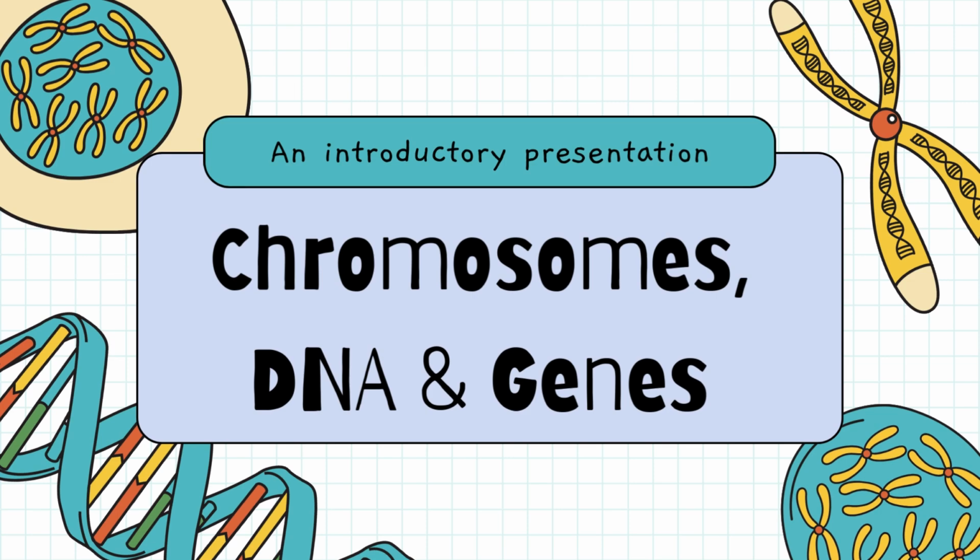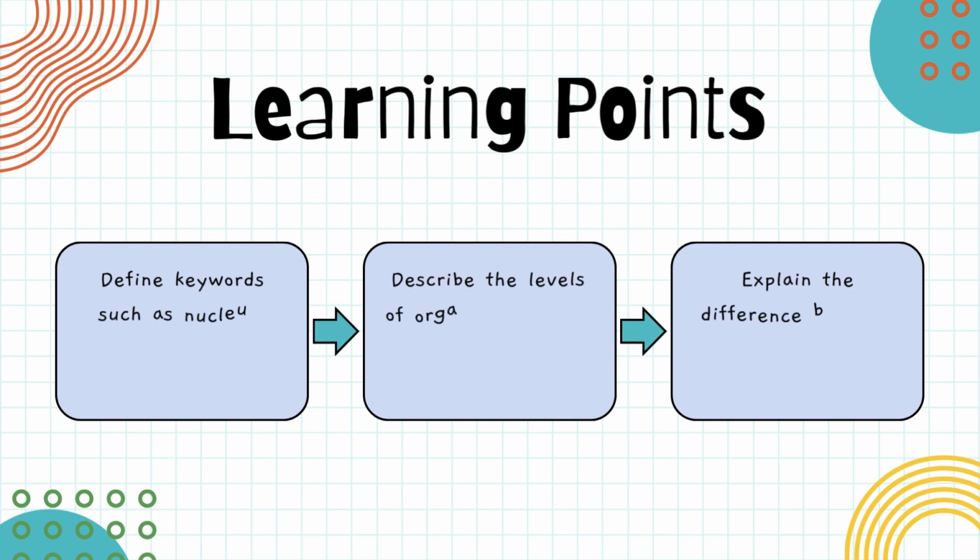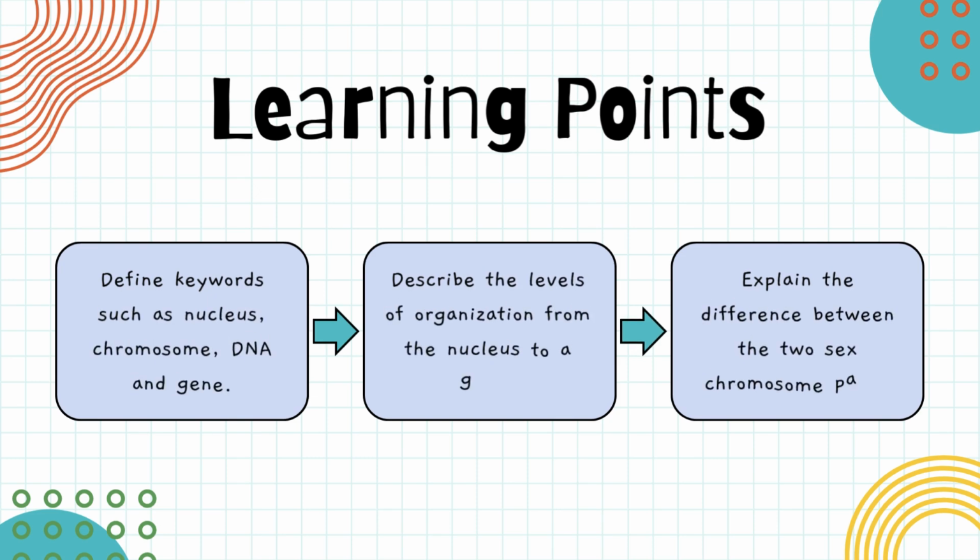Today we begin our journey with an introductory presentation on chromosomes, DNA, and genes, the core elements that define life at its most fundamental level. Imagine a world hidden inside every cell where complex instructions are written in a language of molecules forming the very blueprint of life. In the next few minutes, we'll explore how these tiny structures work together to shape every aspect of living organisms.